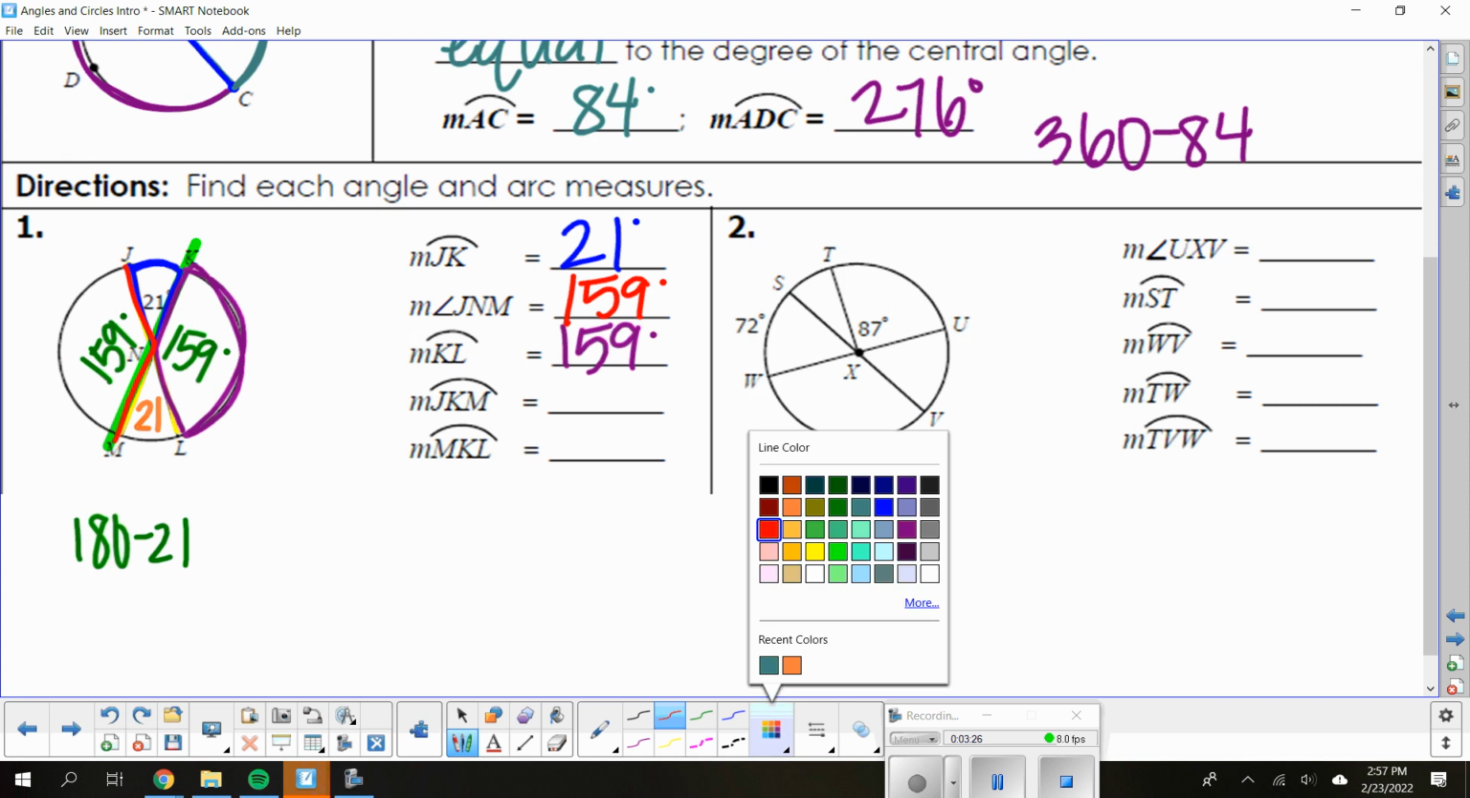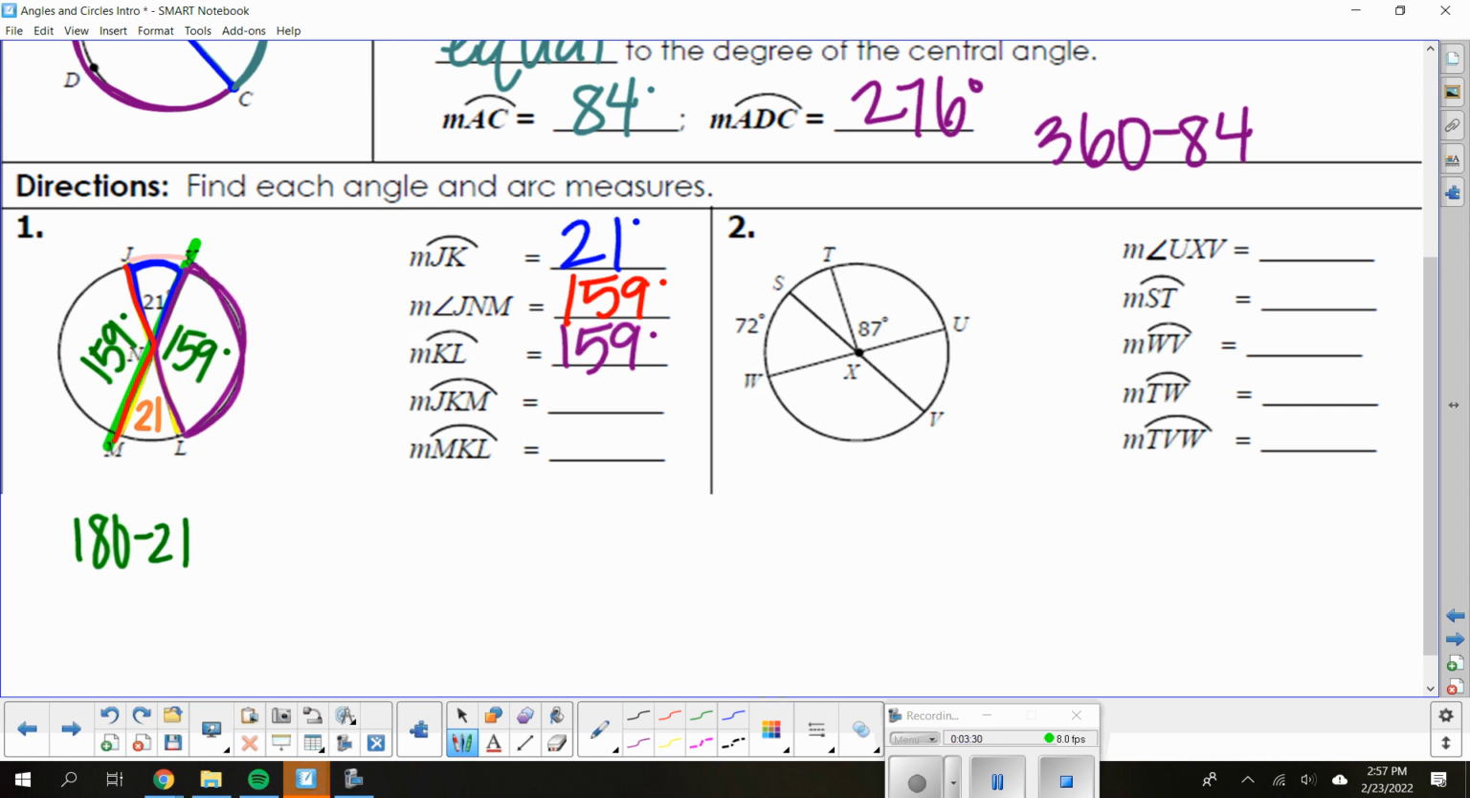All right. J to K to M. Make sure you go in the order it says. J to K to M. So I want all of those. So I am trapping 21, 159, and 21 again. So I am trapping 201 degrees.